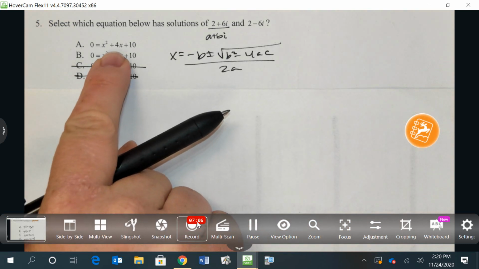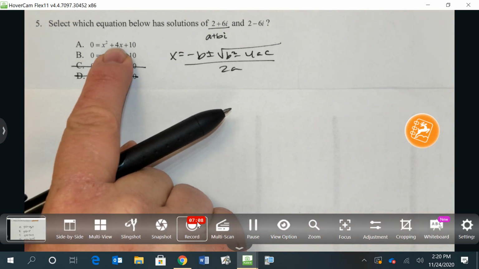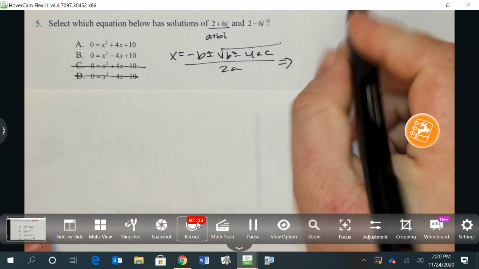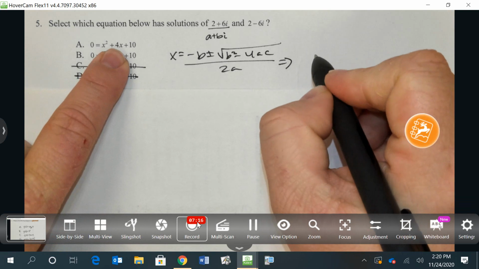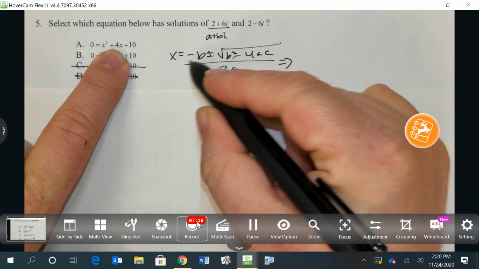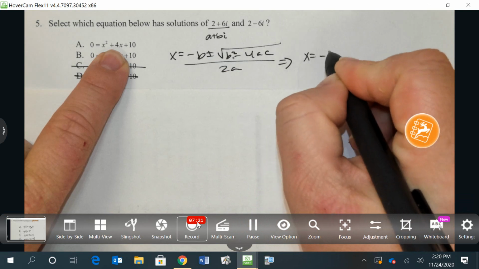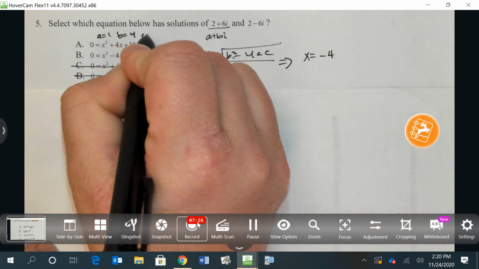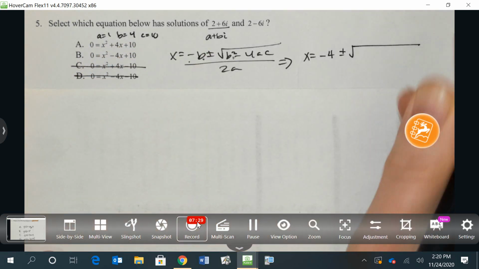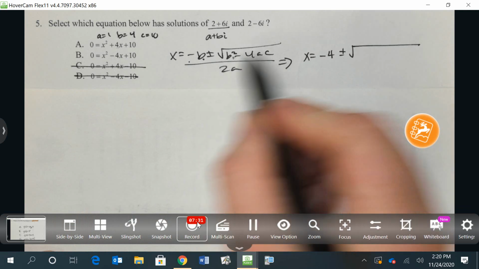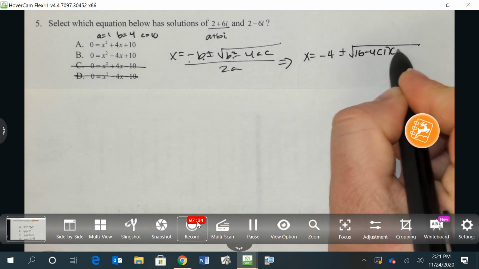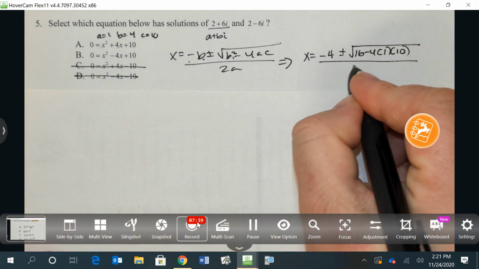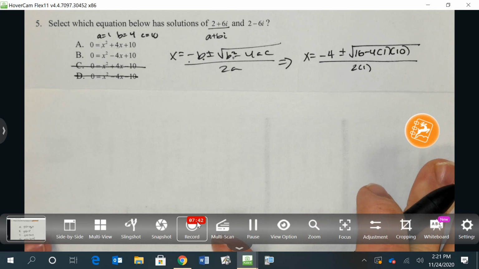So I'm going to try A first. I'm going to replace all the B's with a 4, all the A's with a 1, and all the C's with a 10. So B squared here is going to go on the inside, and this will become negative B. So it's opposite of your B. Plus or minus. Then I have B squared, which is 16, minus 4AC, all over 2 times A, 2 times 1. And I'm going to continue to work this problem out.